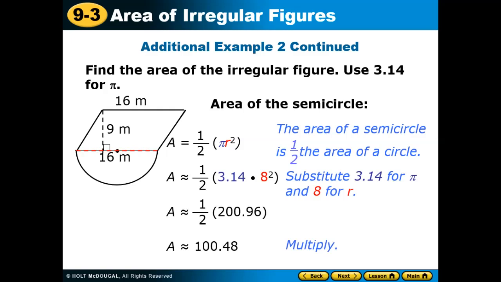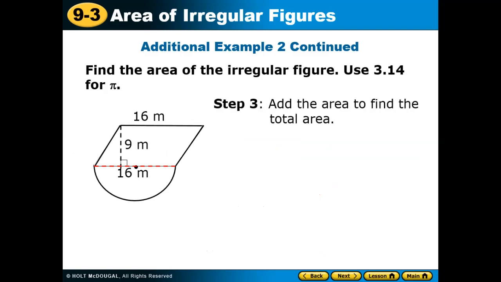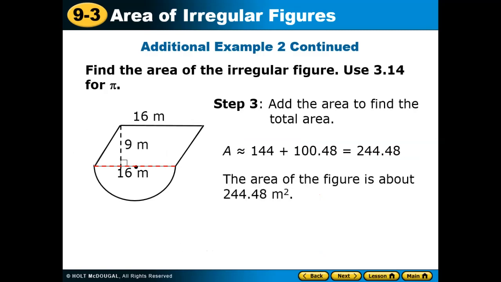Now, we have to add these two areas together, the area of the parallelogram and the area of the semicircle, to get the total area of this irregular figure, which is 144 plus 100.48, which is equal to 244.48 meters square. Okay, I will repeat this again.